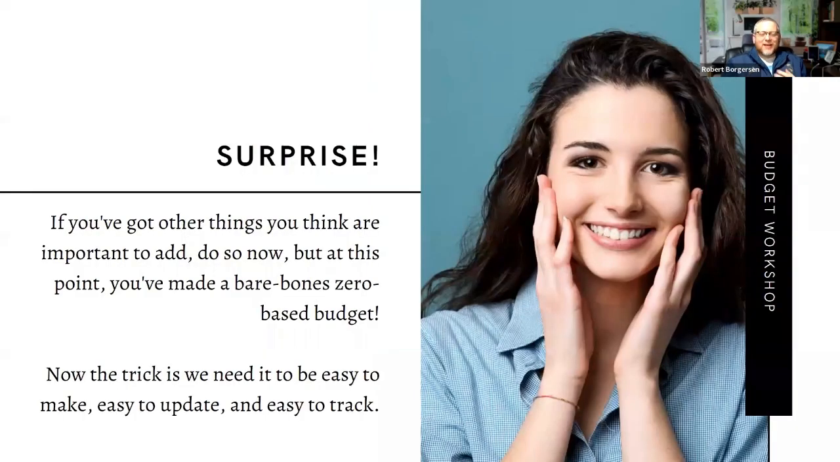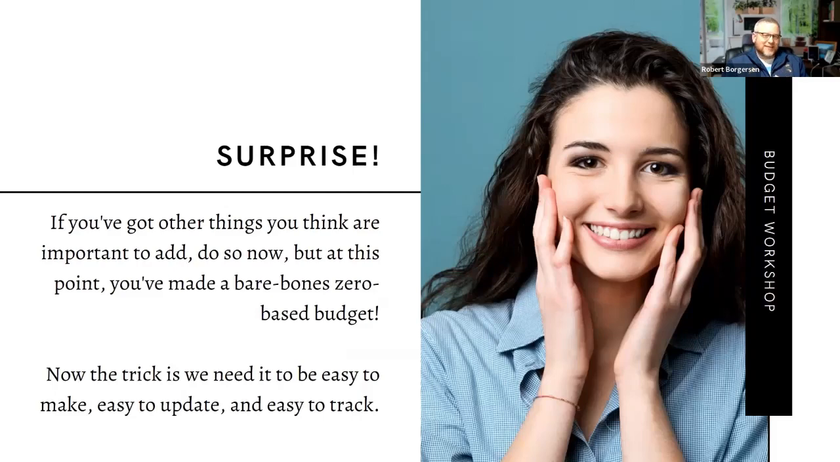Now, one of the things that's sort of surprising to people when they get to this point in the videos is that you're actually pretty much done, right? Once we've covered these ideas of what a zero-based budget is, what your income is, what your four walls are, and what your debt is, for most people, that covers most of their expenses. That covers most of their financial lives. And so if you've got other things to think about that are important to add, definitely do that now. But at this point, you've made a bare bones zero-based budget.